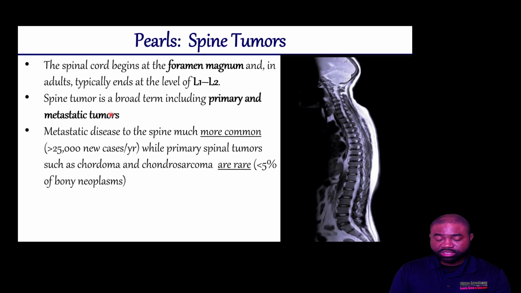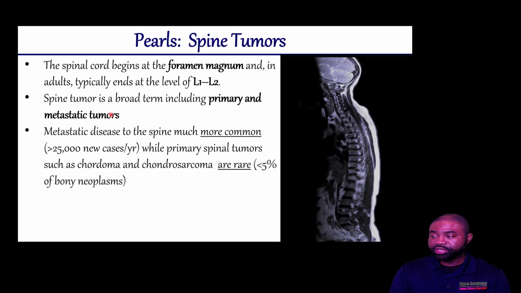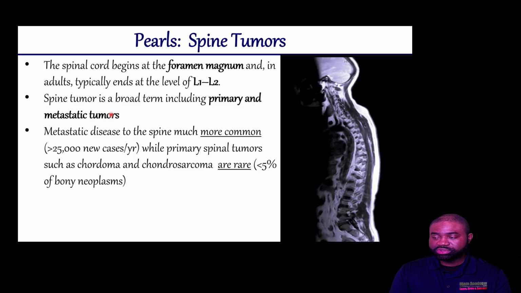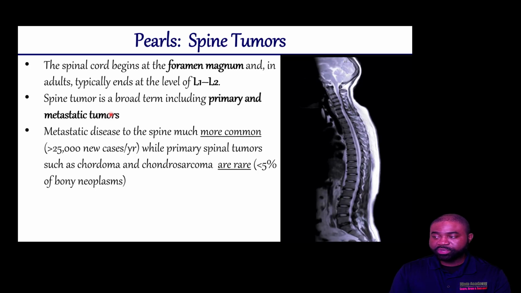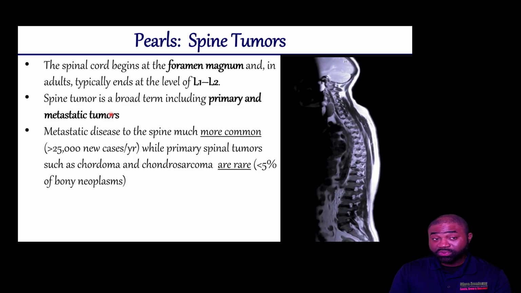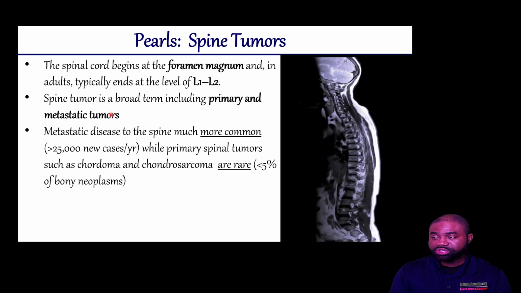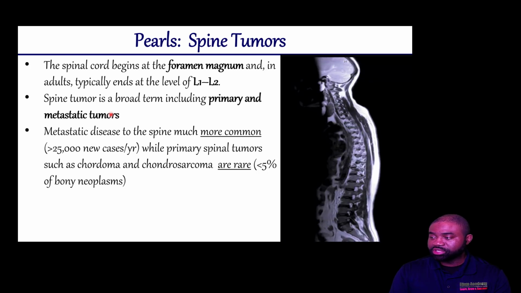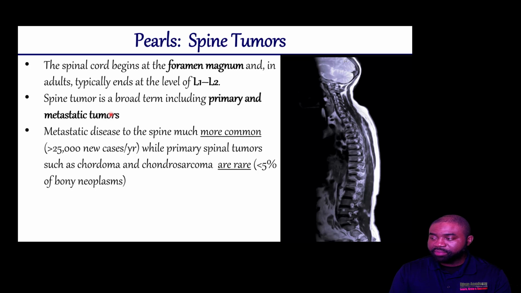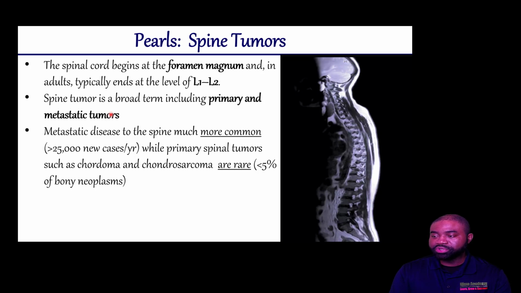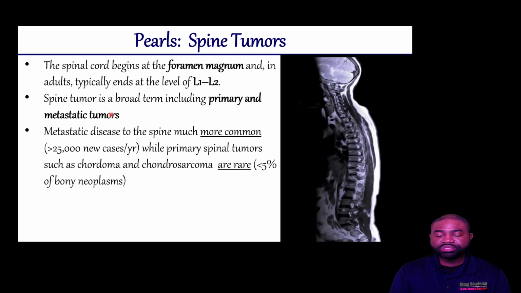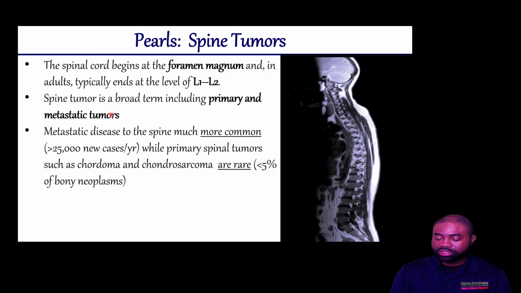Now, metastatic disease to the spine is actually much more common. About 25,000 new cases per year in the United States are typically observed. Primary spinal tumors such as chordomas and chondrosarcomas are pretty rare typically.